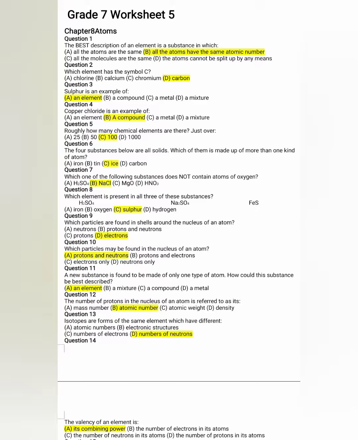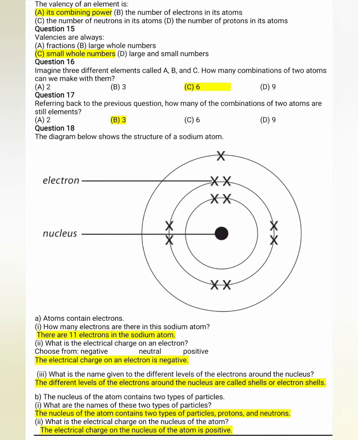The number of protons in the nucleus of an atom is referred to as the atomic number. Question number 13, isotopes are due to different numbers of neutrons. D is the answer. Question number 14, its combining power is valency. Question number 15, valencies are always small whole numbers. Question number 16, if 3 different atoms are there, their combining possibilities will be 6. If we are referring to how many combinations will be there?